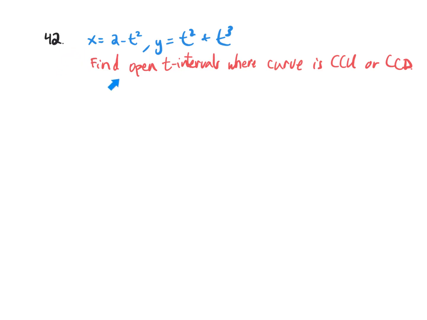On this problem, we're supposed to find the open t intervals where the curve is concave up or concave down. So, for concavity, we'll need to find the second derivative of this plane curve. Let's begin with the first derivative.